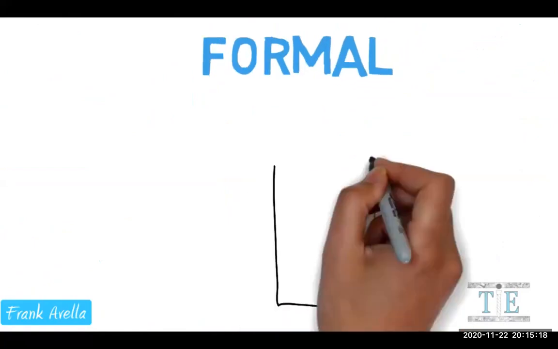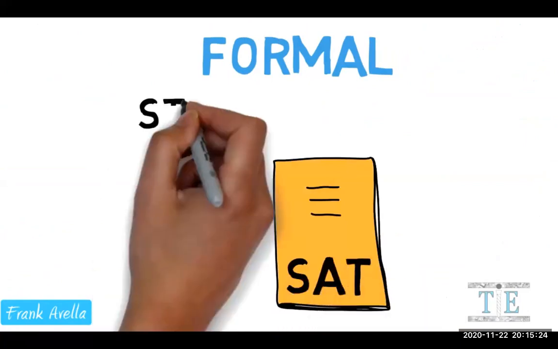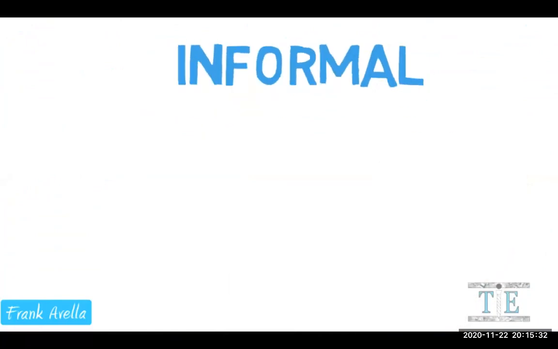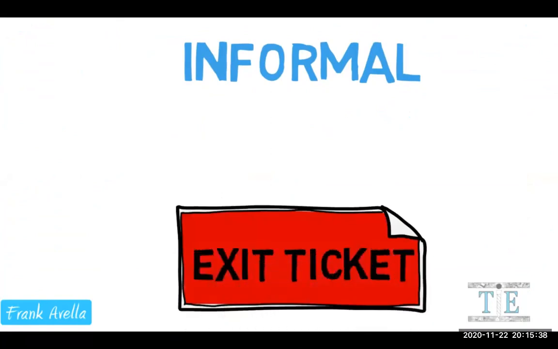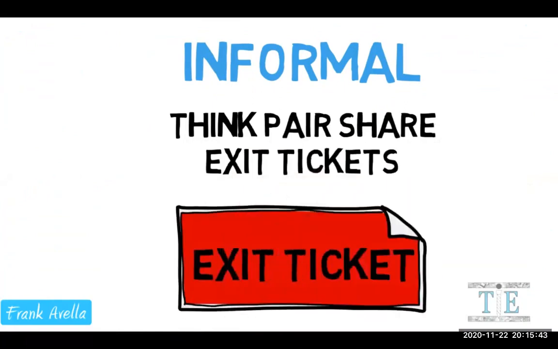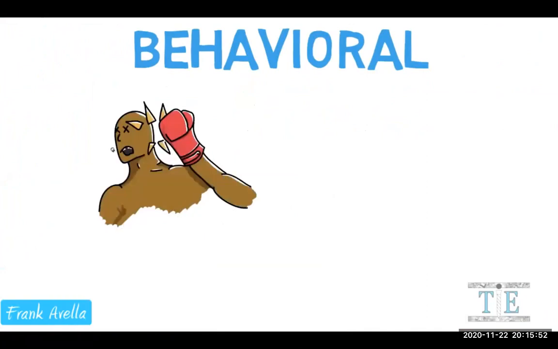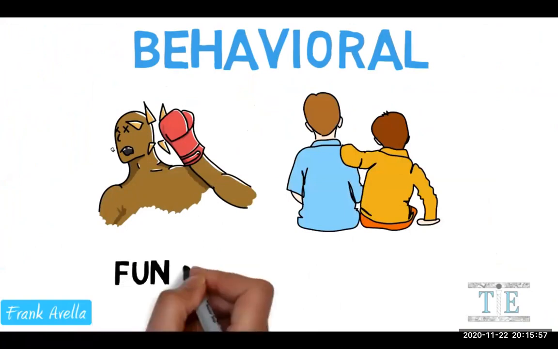Formal assessments have strict and specific testing procedures and rules. One example would be a standardized test such as the SAT. Informal assessments lack supporting data and use normal classroom testing procedures. An exit ticket would be an example. Behavioral assessments may sound unusual for some teachers, but in special education, behavioral assessments are very common. The best example is a functional behavioral assessment.